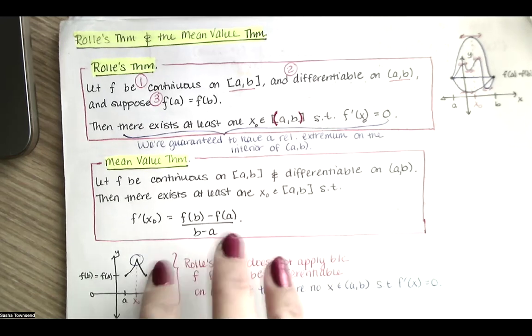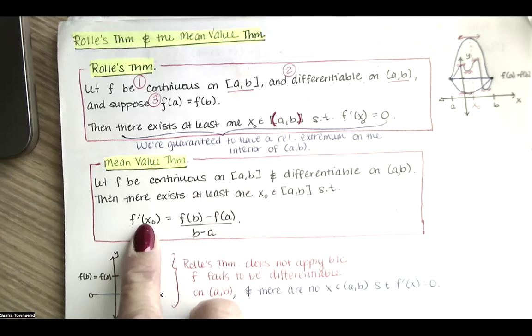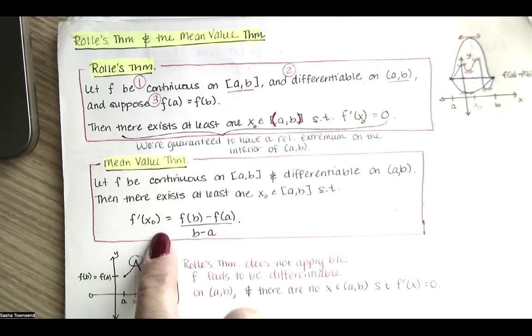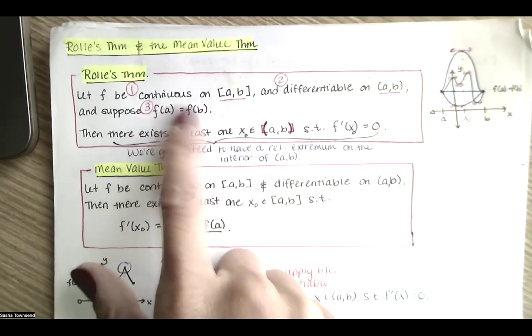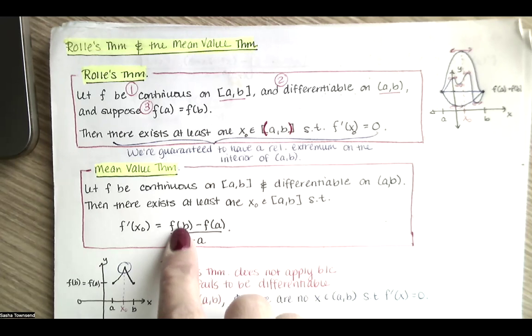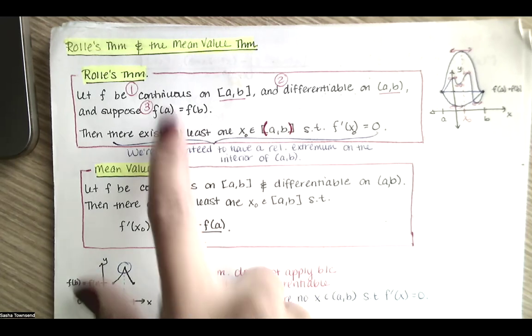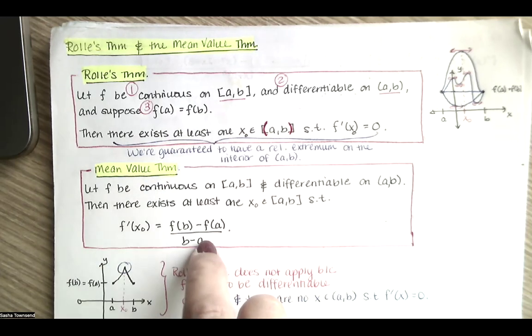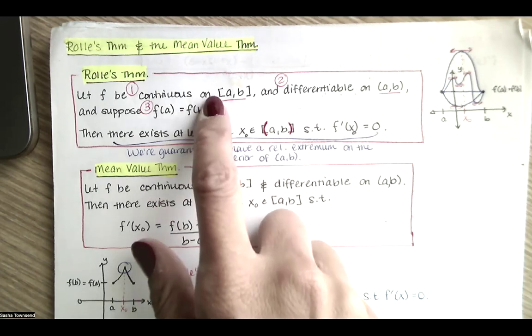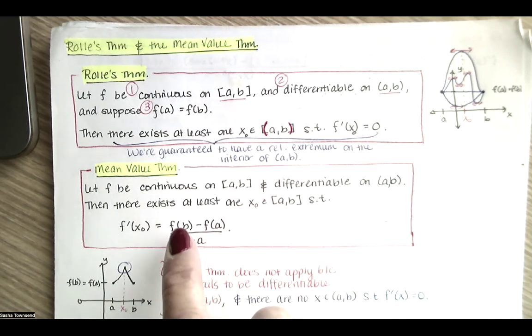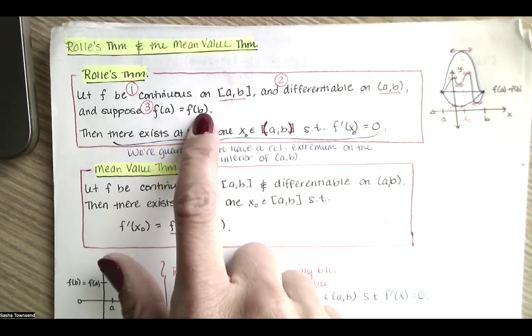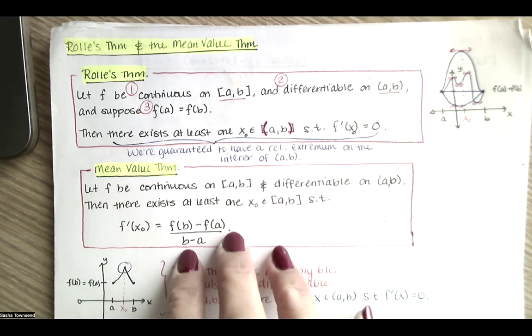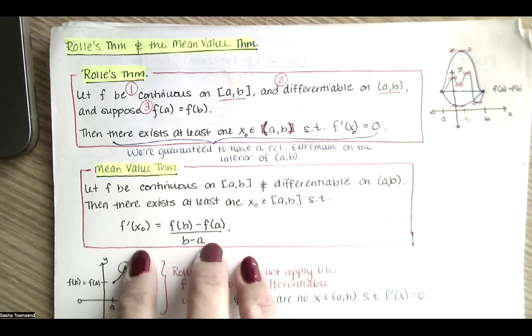But basically, the idea is there has to be at least one point where the instantaneous rate of change equals your average rate of change. If the y values at the ends are the same, then this numerator is going to be 0. Your average rate of change would be 0. So then we'd have Rolle's theorem. But if the y values at the endpoints, the point where you start and the point where you end, are different, then we can generalize that in this way.